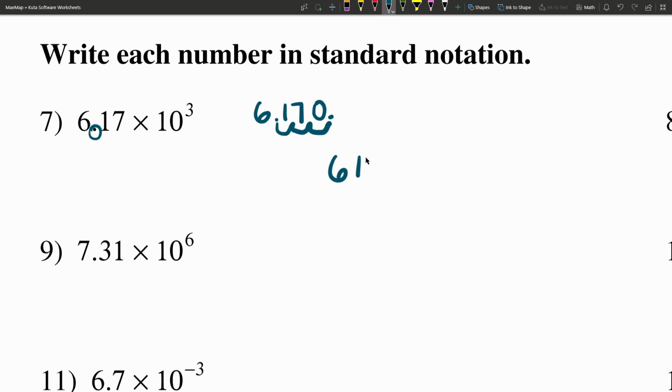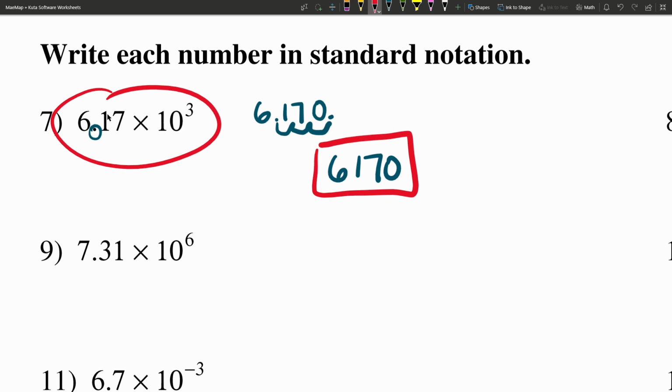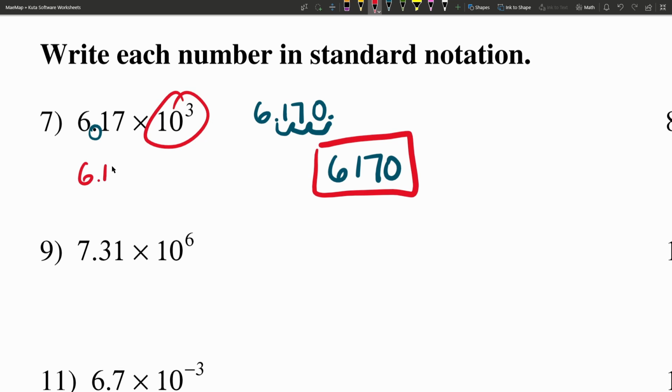It's 6,170. That is 6.17 times 10 to the third, written in standard notation. Think about multiplying 6.17 by 10 to the third. That's 6.17 times 1,000. So again, moving that decimal place 3 separate times.